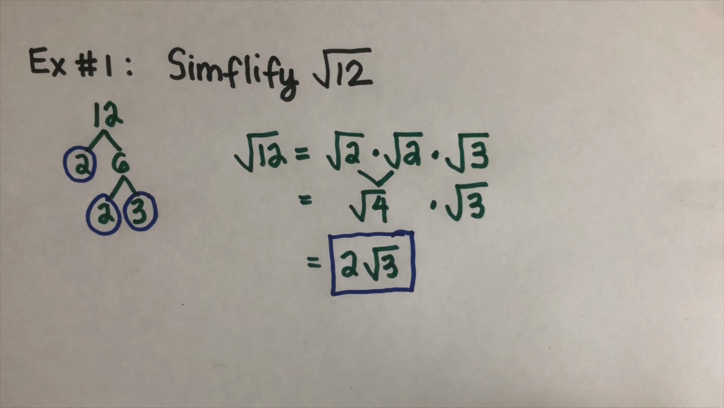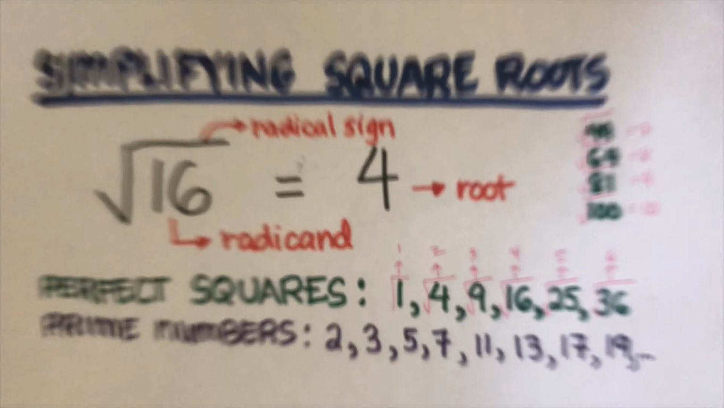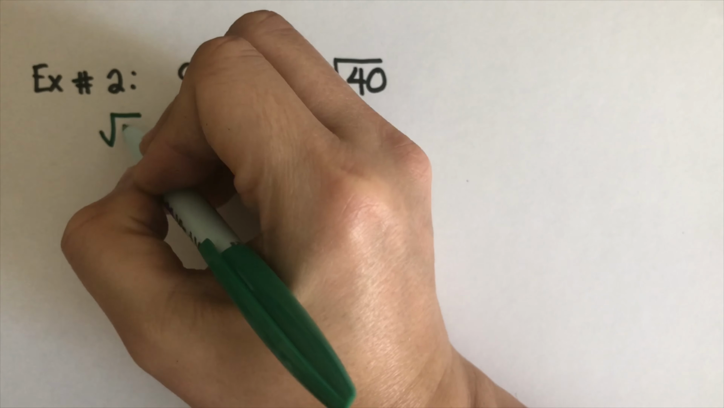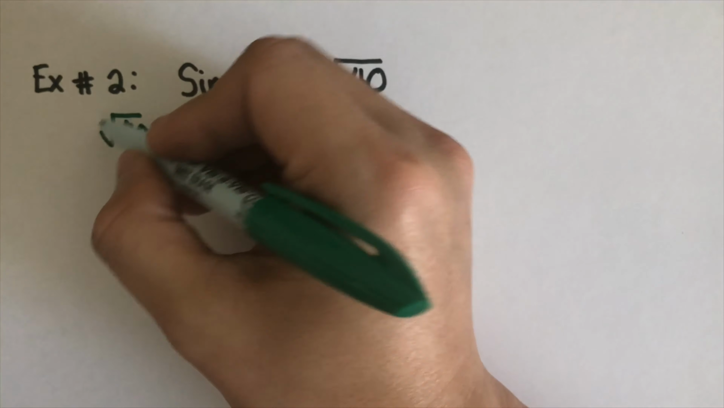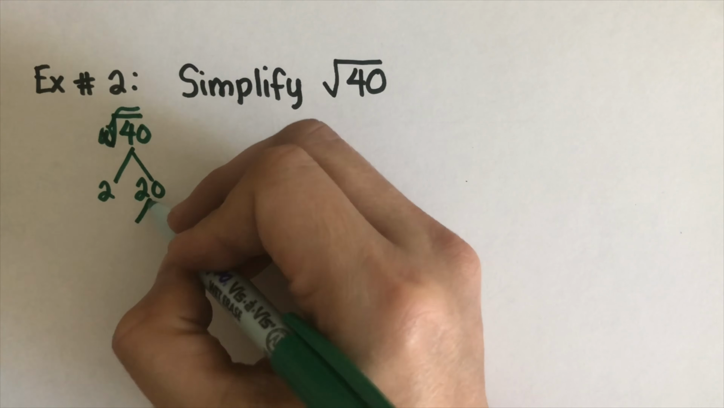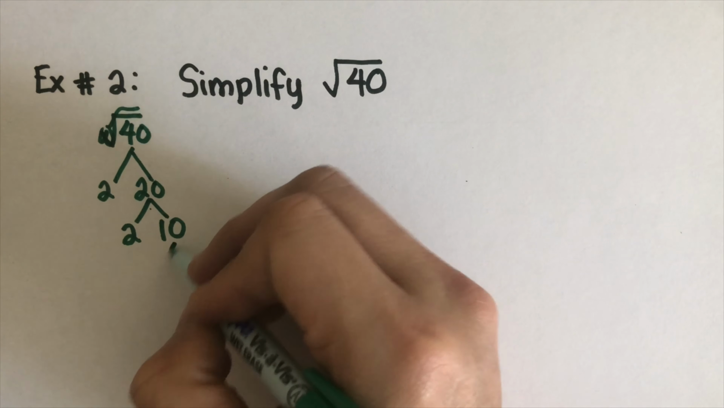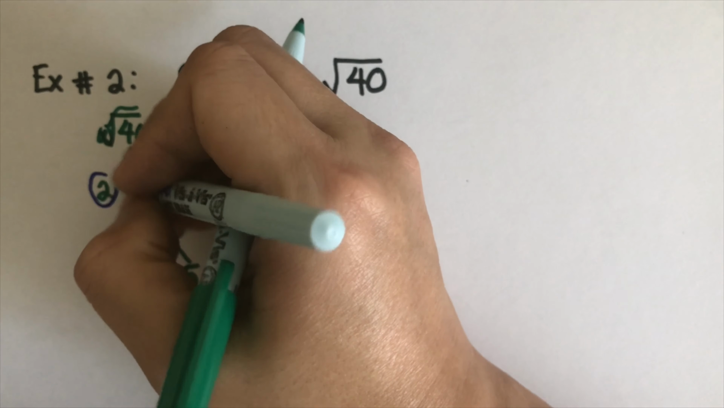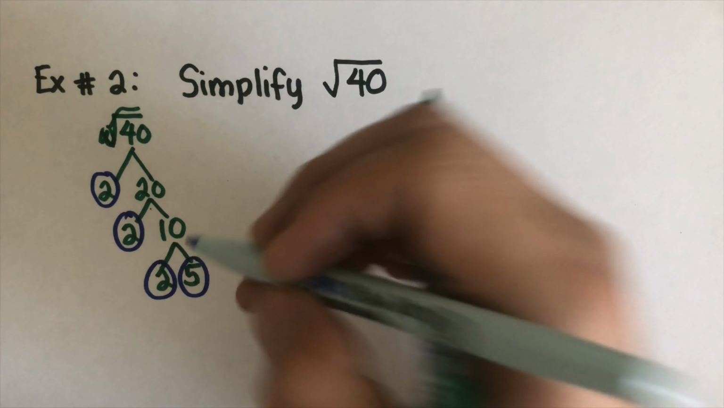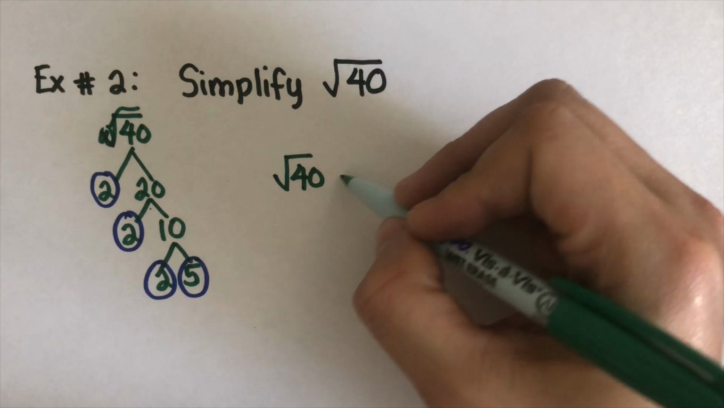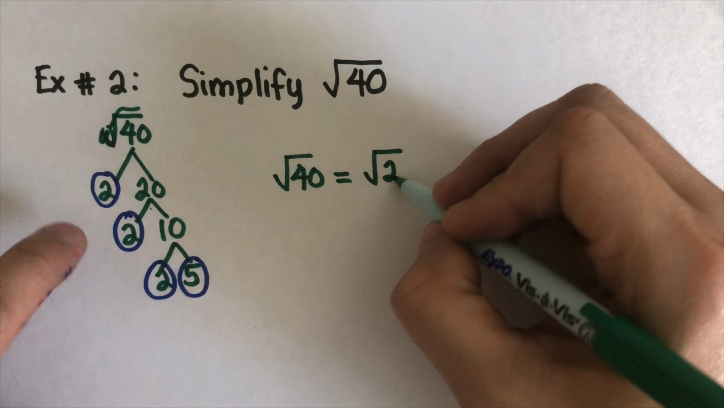Okay, let's have the second example. The second example is right here. First, we have the square root of 40. We always divide by 2. So I'll start with 40 and divide it by 2. This would be 2 times 20, and then 2 times 10, and then 10 would be 2 times 5. So the factors are 2, 2, 2, and 5. Then I can go ahead and rewrite them. The square root of 40 is equal to the square root of 2. That's the first one.